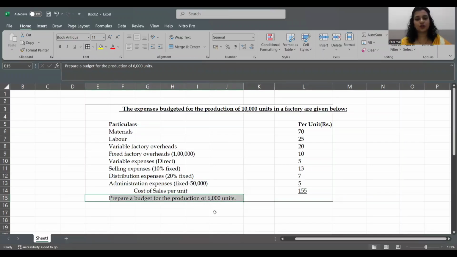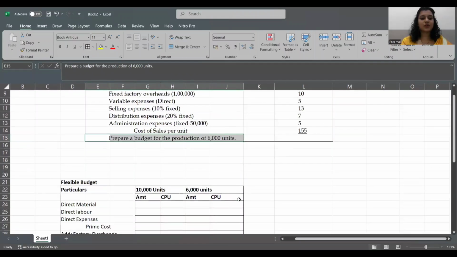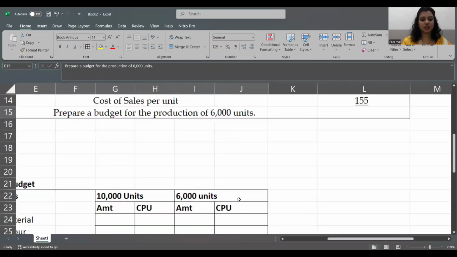production of 6,000 units. So we're going to be preparing a column for 10,000 units, that is for the information given to us, and we will also be preparing a column for 6,000 units. This is where we have to find out the values at 6,000 units. So this is where we start with a flexible budget.